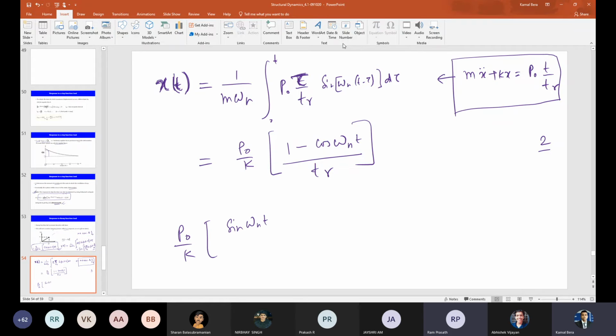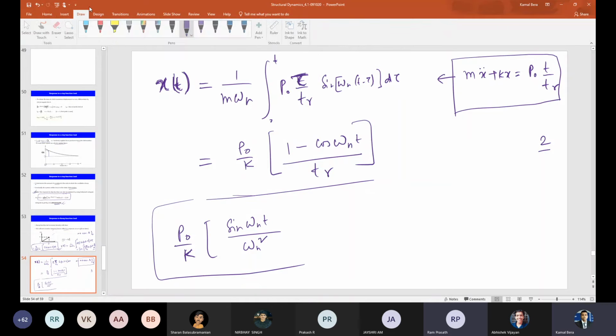Sine omega n t by omega n square, omega n square, minus tau by omega n. Outside you are getting P naught by K, right? Yes, sir. I wrote in m omega form only, sir. I didn't convert into P, so I'll just convert into this.